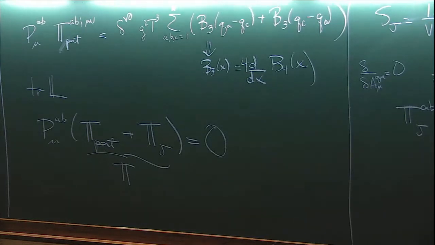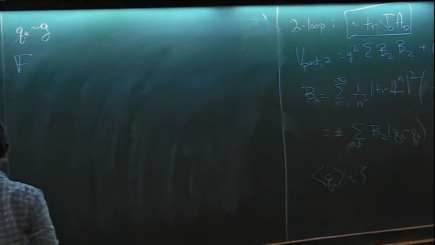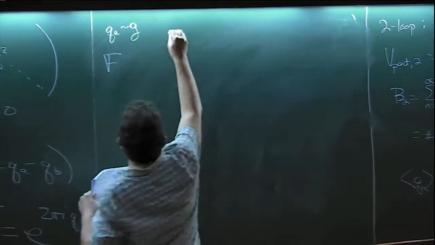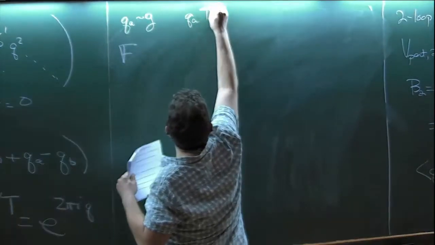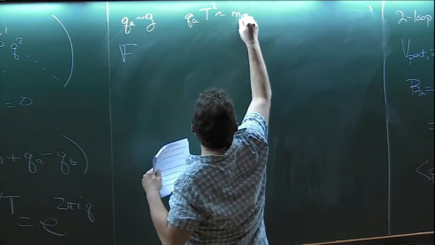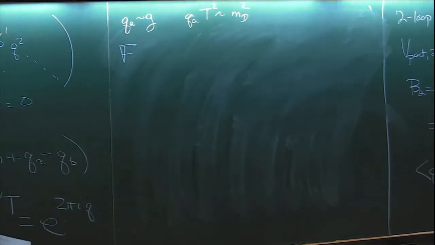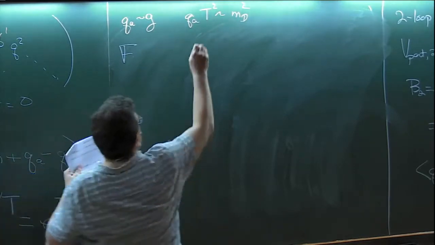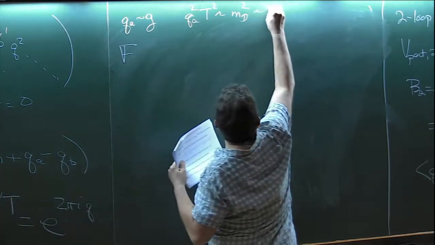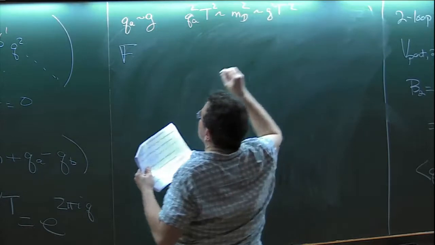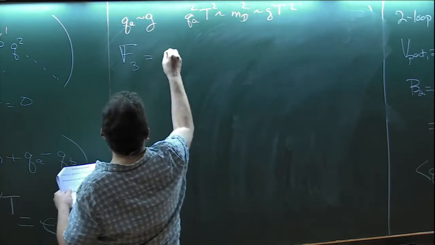So for those of you who remember how to calculate the G cubed term, it's actually very straightforward. What I'm going to do is assume these QAs are of order G. So basically, QA times T squared is going to be on the order of the M Debye squared, where this M Debye is the normal G squared T squared term, QA squared. So the order of G squared T squared. So what we want to compute is this.